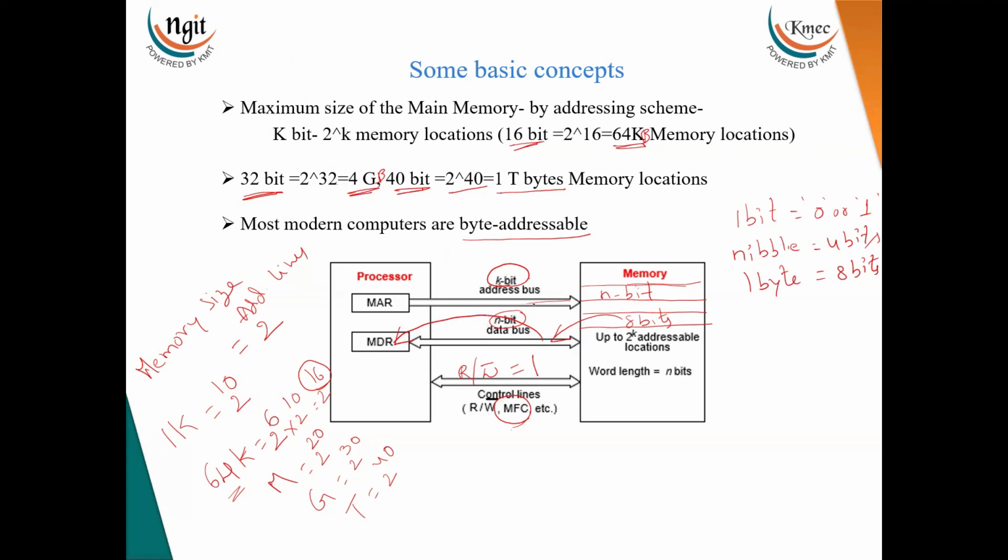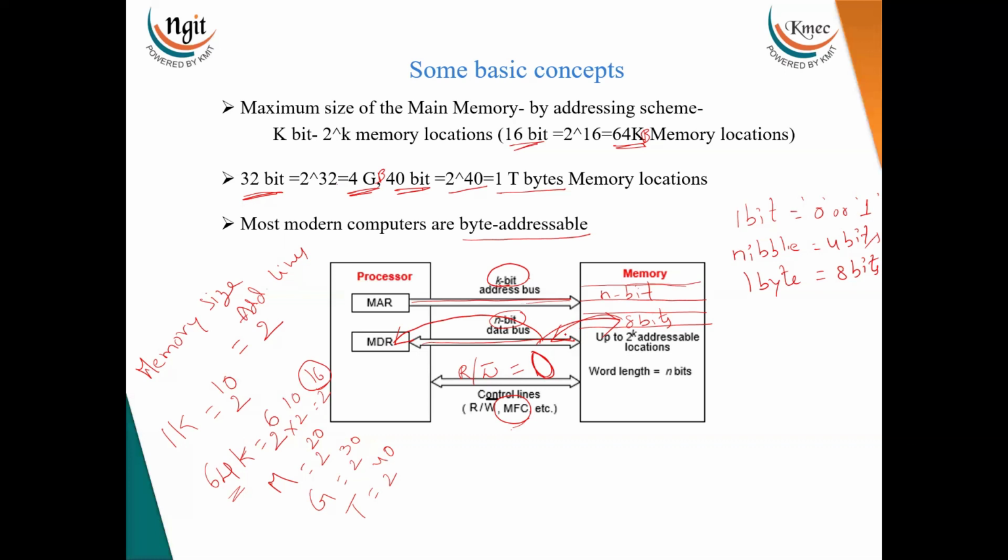Now if the processor wants to write data into a location, the address of that location is placed on the address bus, the data to be stored is placed on the data bus, and the read/write-bar signal becomes 0. The processor places 0 on this line, thereby writing the data into that location. Whatever data is available on the data bus will be loaded onto the location. This is how the processor reads data from the memory and writes data into the memory.